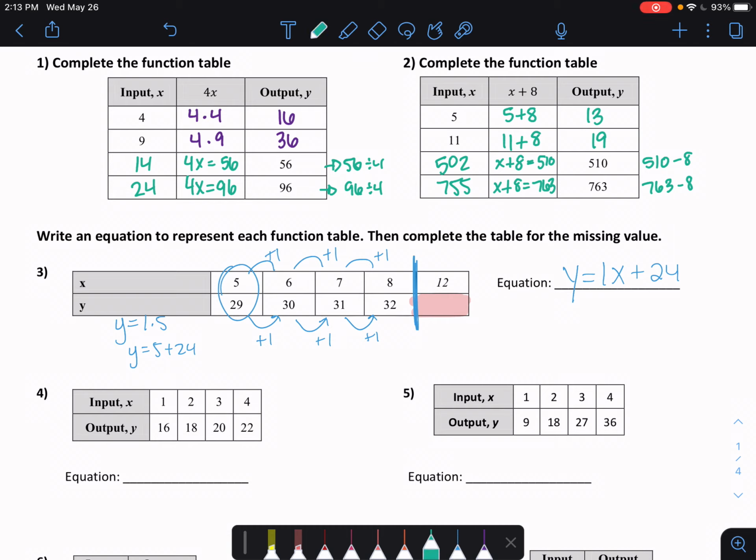Now I'm going to plug in the number 12. So y equals 1 times 12 plus 24. My value is 36. 1 times 12 is 12, plus 24 is 36.